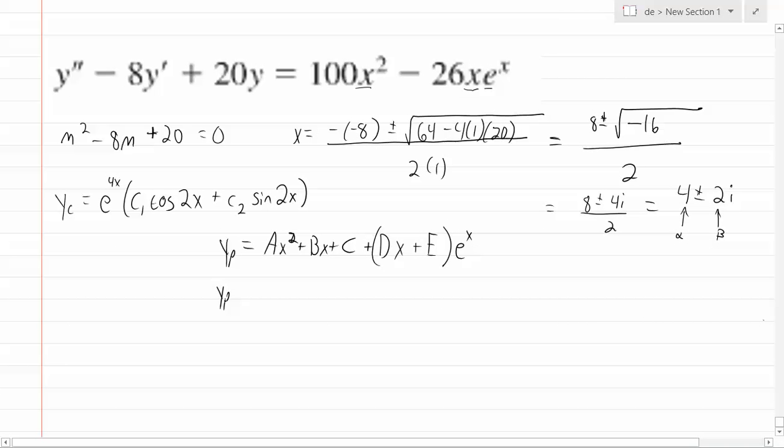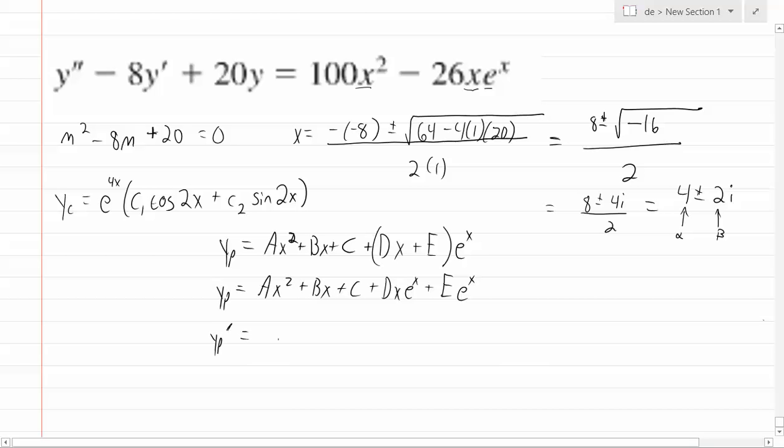So that is the general form. I'll multiply that out. So it's ax squared plus bx plus c plus dx e to the x plus, ooh, look, it's e to the x. They found each other finally. All right. So we need the first derivative and the second derivative.